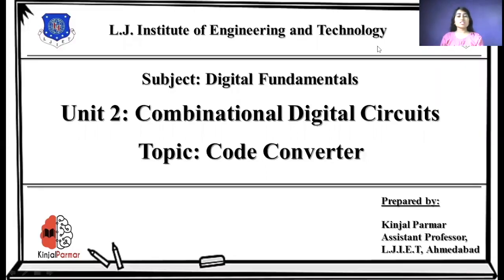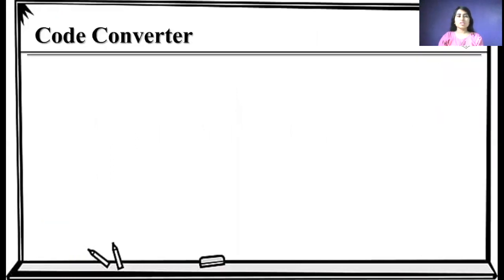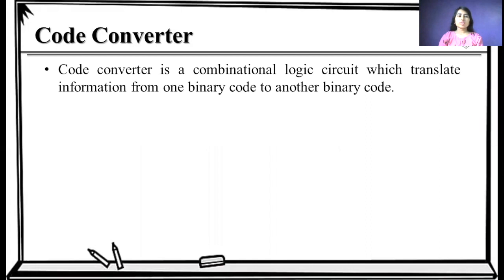Today we will discuss code converter, a combinational digital circuit. So let's start. Code converter is a combinational logic circuit which translates information from one binary code to another binary code. That means it converts the code from one binary form to another binary form.